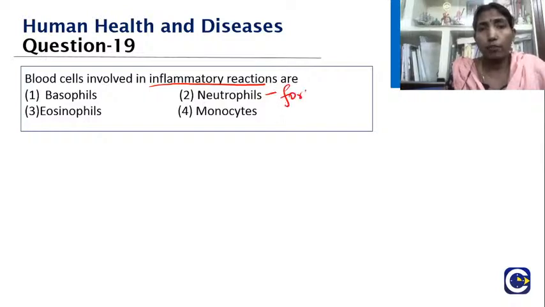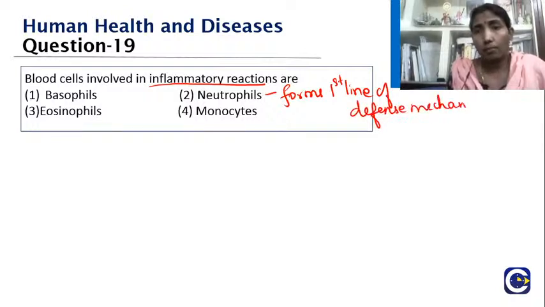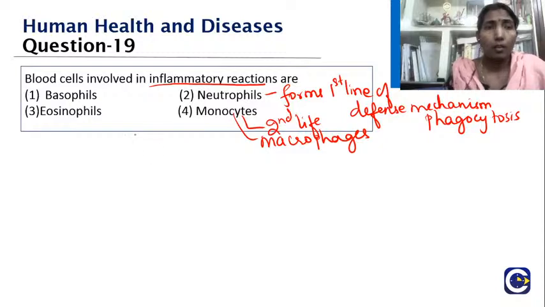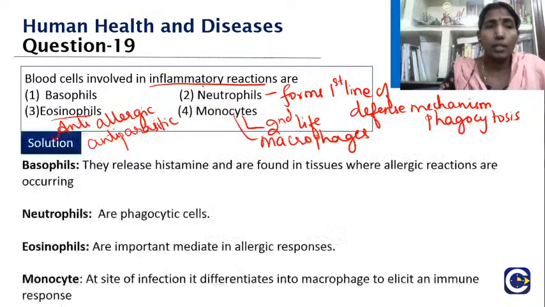The neutrophil forms the first line of defense mechanism. That is something to do with phagocytosis. What about monocytes? The monocytes form the second line of defense mechanism by the formation of macrophages, right? What about eosinophils? They have got anti-allergic and anti-parasitic effect. So what should be your option? Yes, it is the basophil. So the basophils along with mast cells.